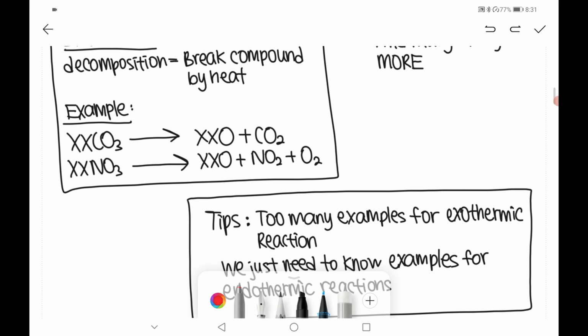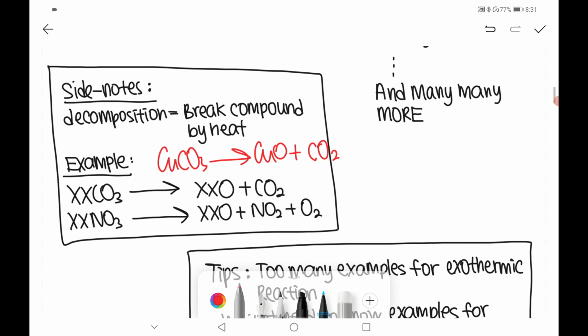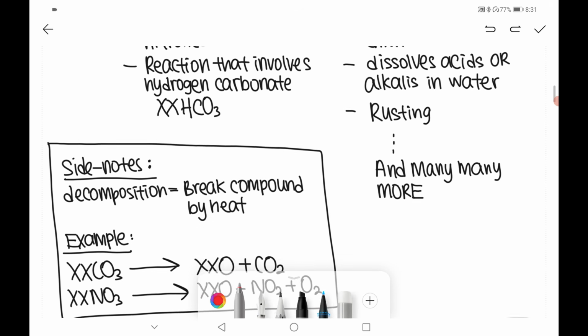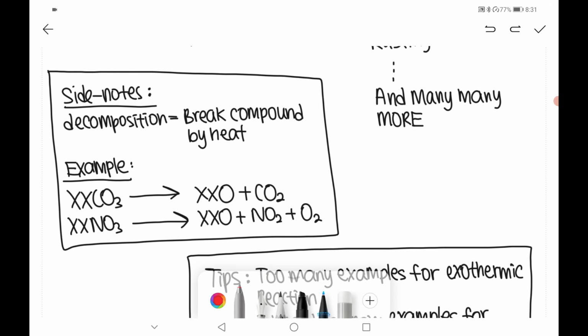When you decompose the carbonate, when you break down the carbonate, you will produce a metal oxide and carbon dioxide. You learn this in your Form 4 Chapter 6. Example, copper carbonate: after you break it down, it will form copper oxide and carbon dioxide. So this is called decomposition, and decomposition is endothermic. It will absorb the heat. That's what you need to know: decomposition is always endothermic.